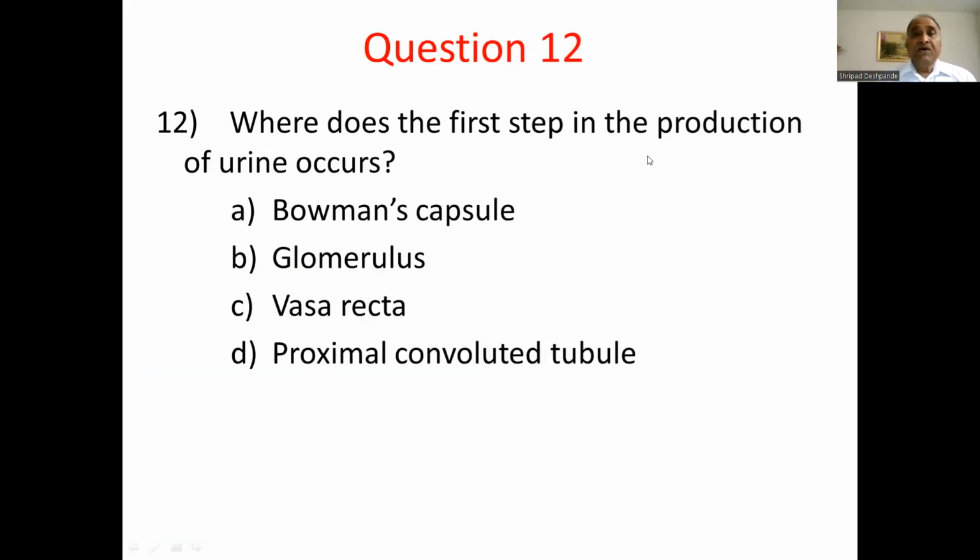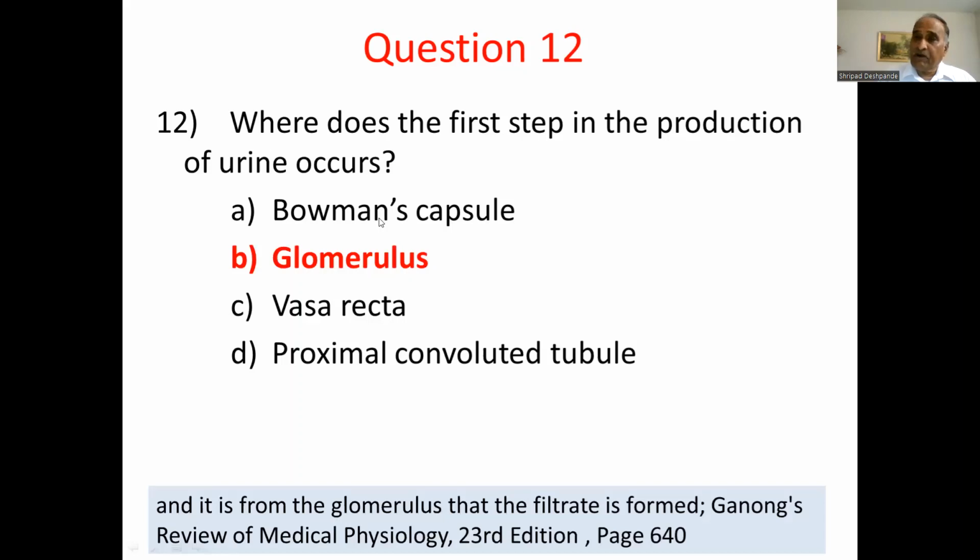Question number 12. Where does the first step in the production of urine begin? The first step in the production of urine is filtration. The filtration begins in the glomerulus. Then the filtrate is collected in the funnel of Bowman's capsule. Then it comes to the proximal convoluted tubule and subsequent tubules. So the answer to this question is the glomerulus, where the filtration takes place. This is the correct response. You can see it in Ganong's textbook, page 640.